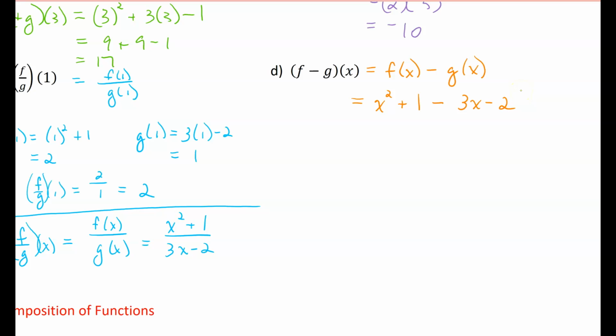What do I need to include? Parentheses. Okay, so be careful on these subtraction ones because you have to subtract the entire polynomial, right? Not just the first term. Okay, so this is actually x squared plus 1 minus 3x plus 2. And then we'll go ahead and collect our like terms to make this look nicer. X squared minus 3x plus 3. And that is f minus g of x.